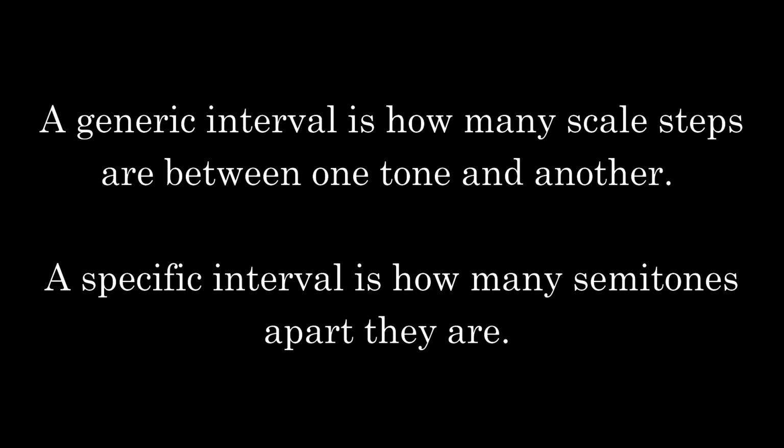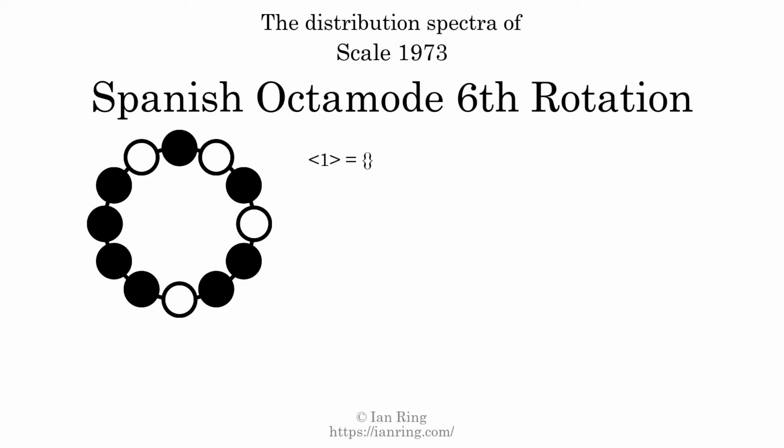A specific interval is how many semitones apart they are. The generic interval of one scale step comes in two different specific interval sizes, one semitone and two semitones. The spectrum width of this generic interval is the highest, 2, minus the lowest, 1, which equals 1.